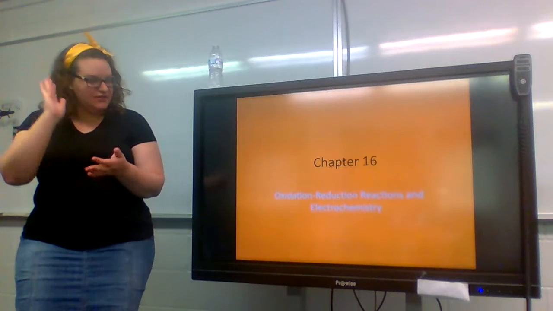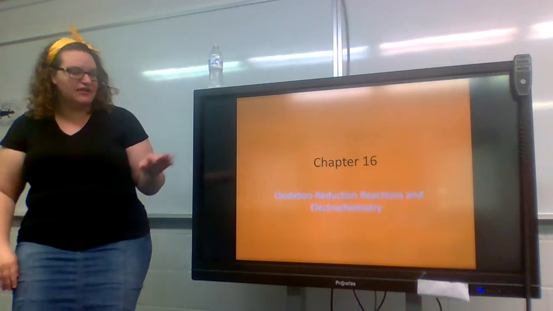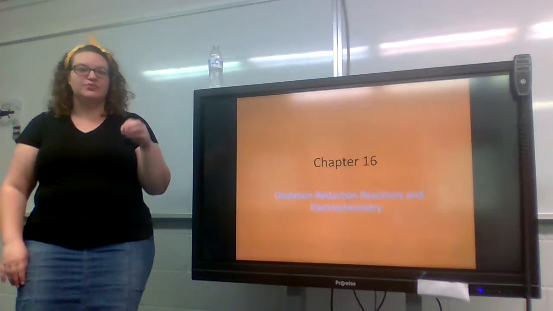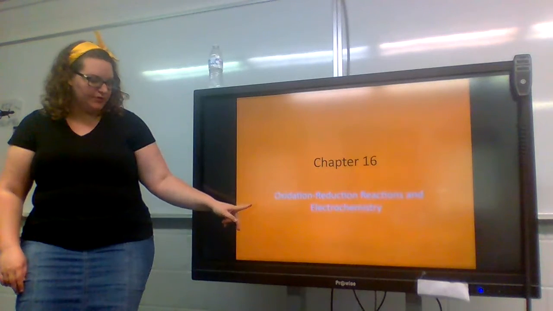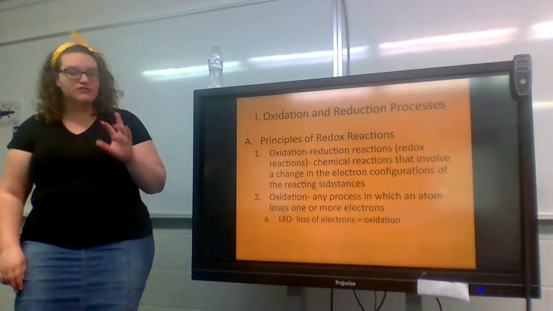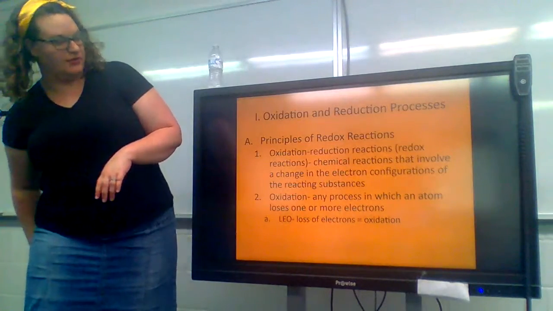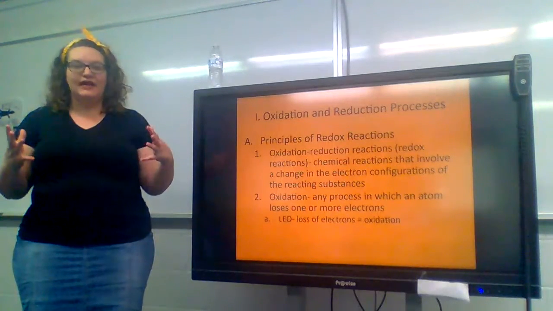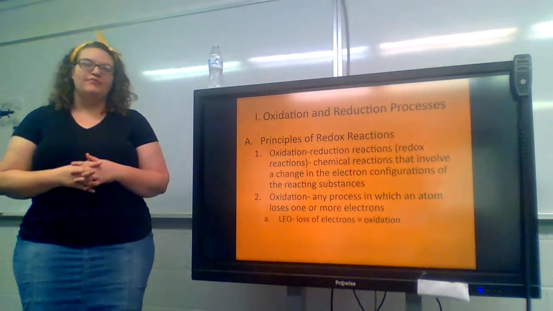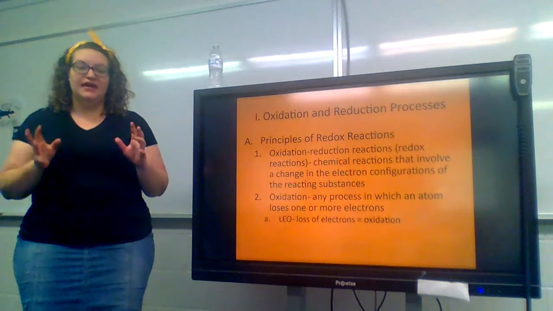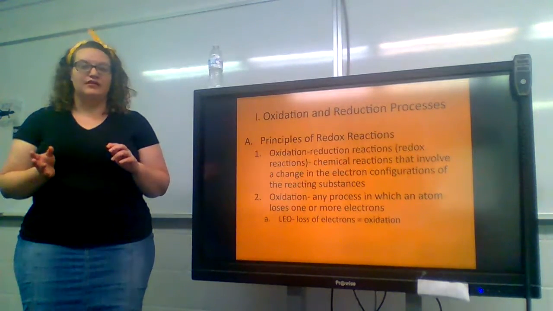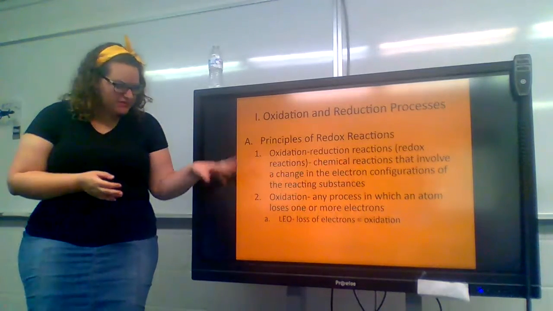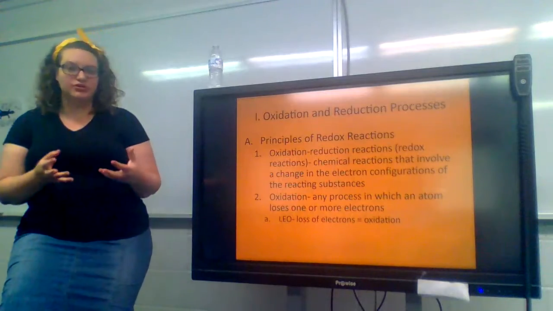So, chapter 16 is Oxidation Reduction Reactions and Electrochemistry, or what I like to abbreviate, redox reactions. That's what we're going to be looking at for the first portion of our notes. Section 1 here is the oxidation reduction process, or redox reactions, why they happen, how they happen, and how different elements behave in oxidation reduction reactions.